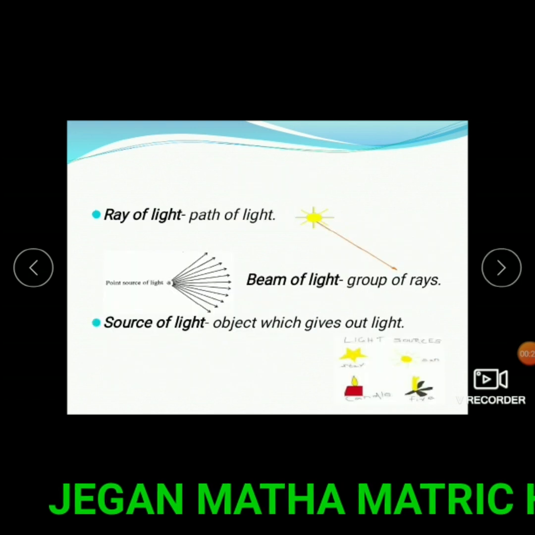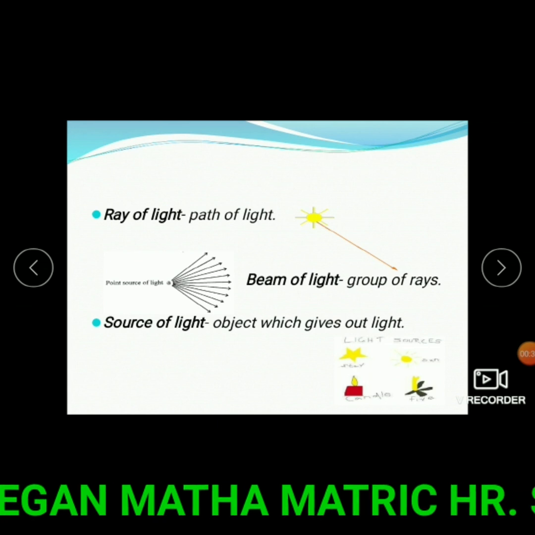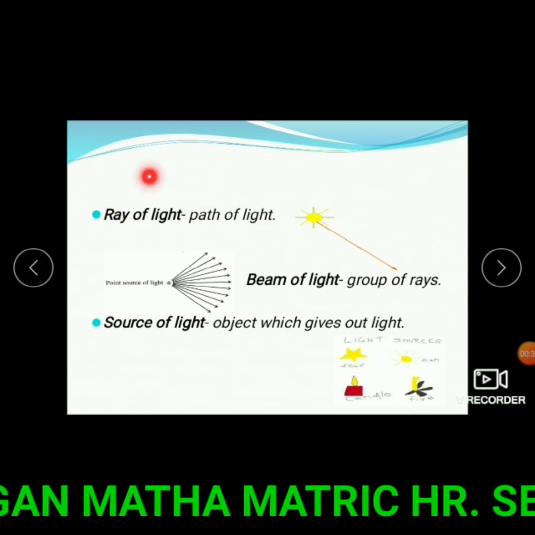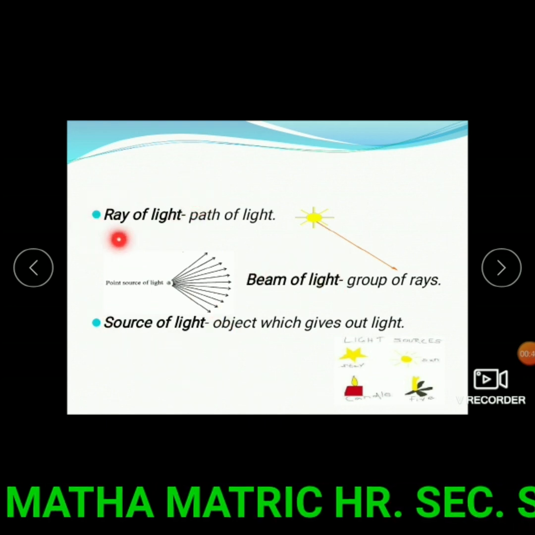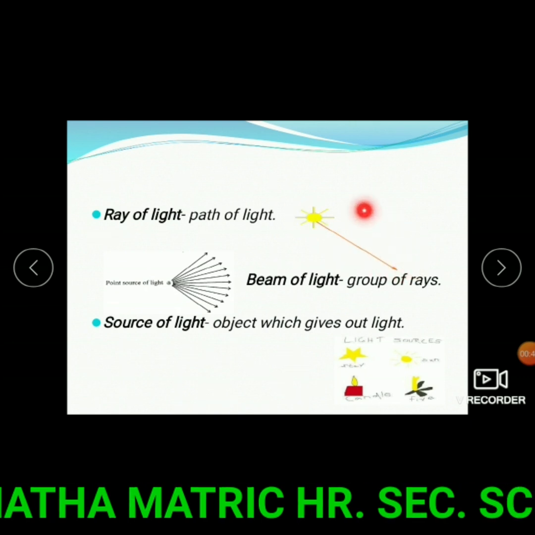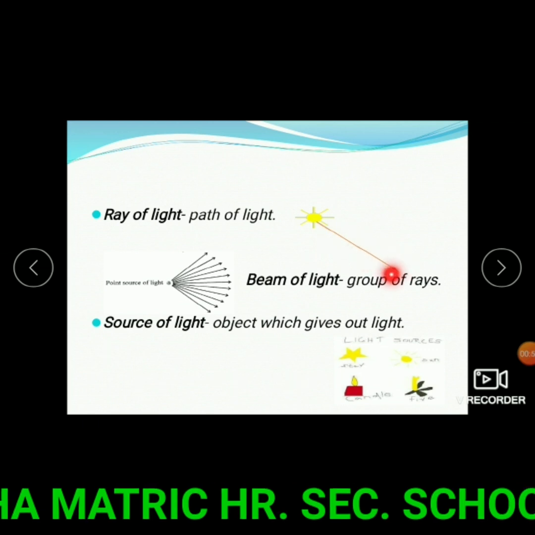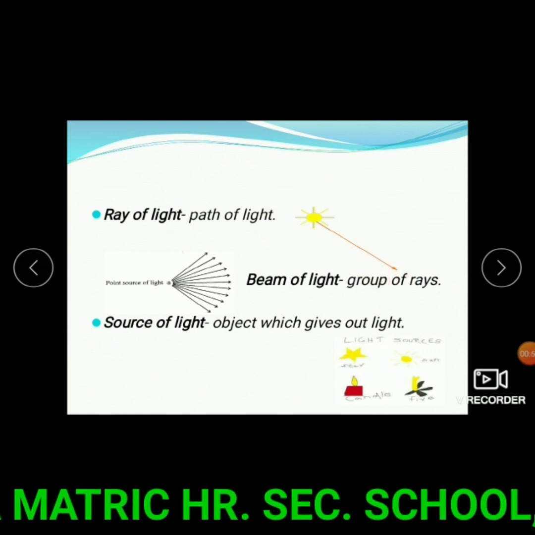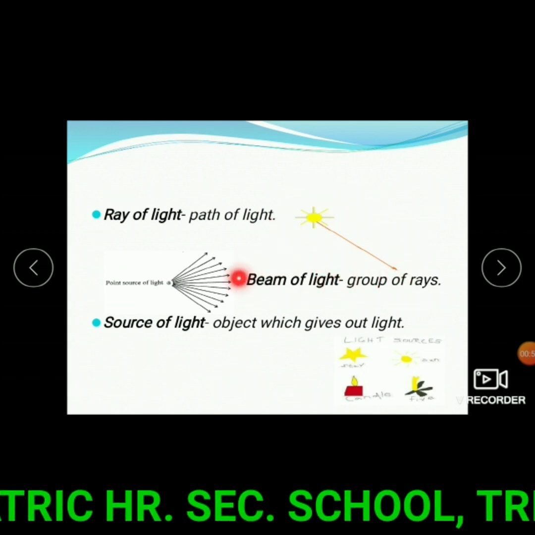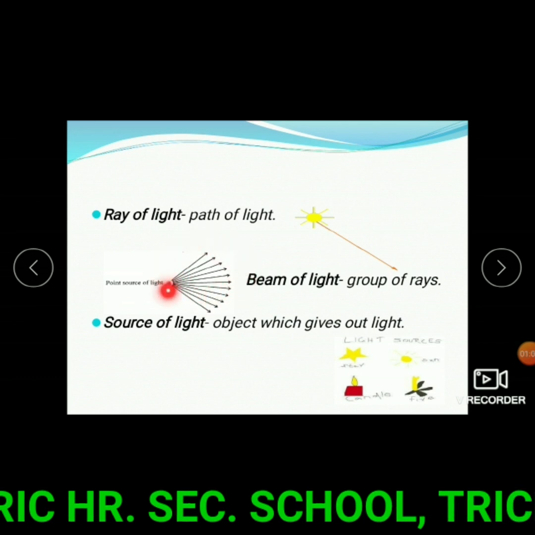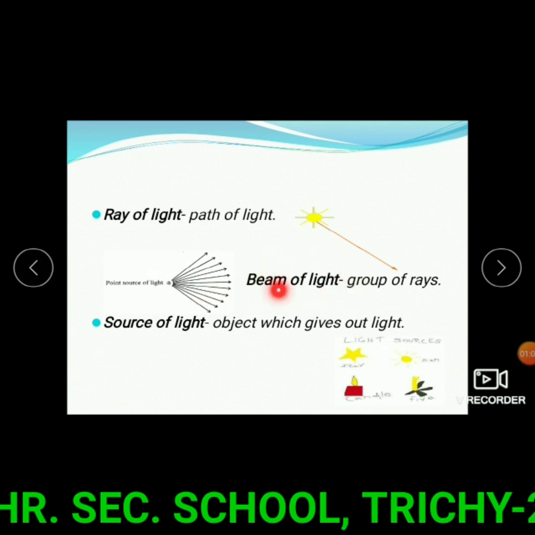So next, let us learn few important terms of light, that is ray of light, beam of light, source of light. So first one is ray of light. The path of light is called as ray of light. So here this is the path of ray from the source. So this is called as ray of light. Next one is beam of light. So here we can see more than one rays. So these group of rays are called as beam of light.